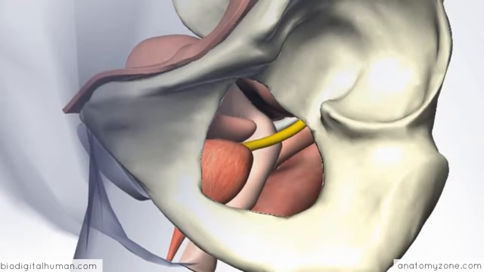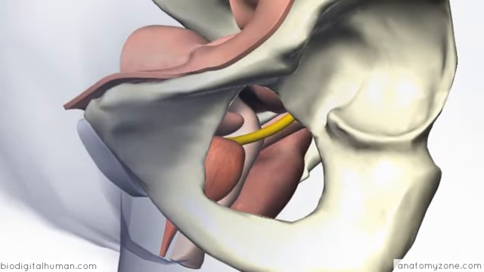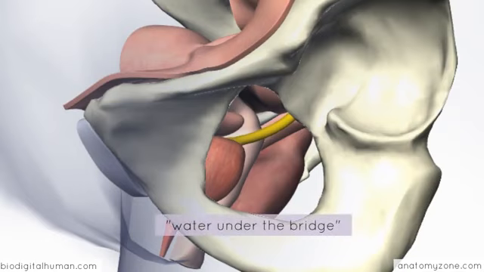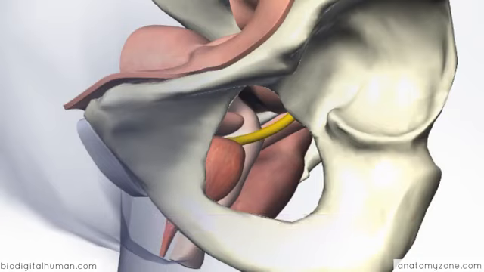Above the ureters at this point you've got the uterine arteries being carried in the broad ligament. So a way to remember this relationship is the mnemonic water under the bridge. So the water carried within the ureter refers to the water that's under the bridge. So the bridge is the uterine artery.